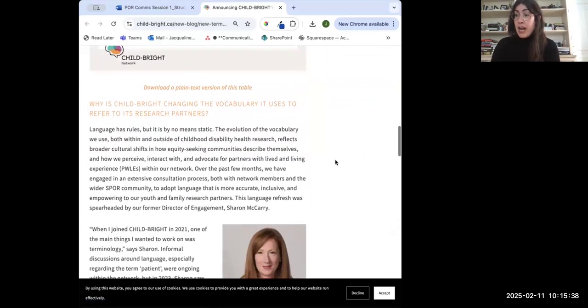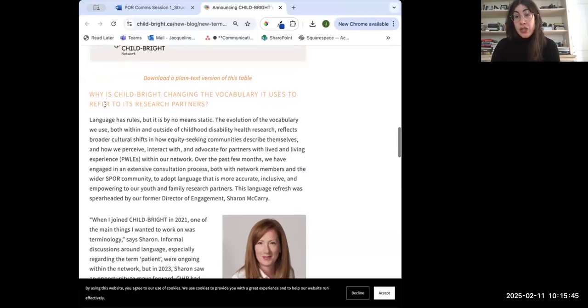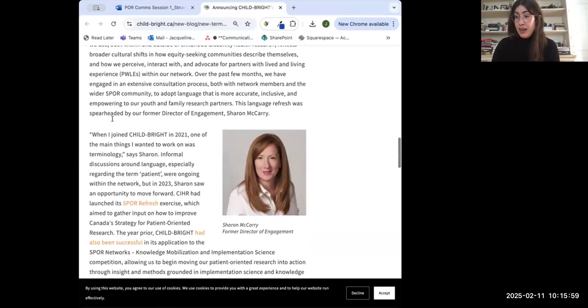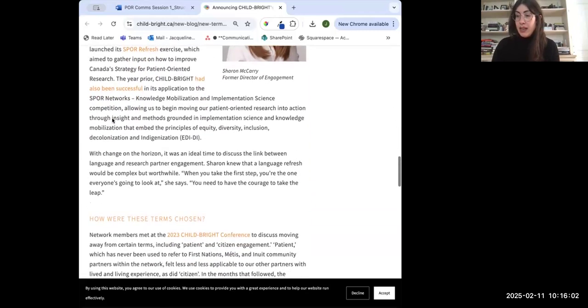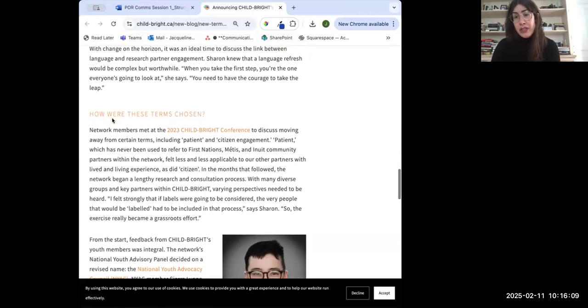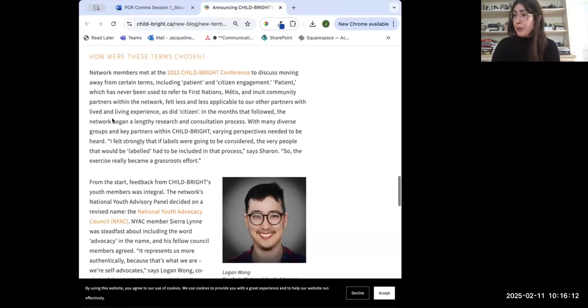From there, we had another header, which was, why is ChildBright changing the vocabulary it uses to refer to its research partners? And here we got into the way we engaged our partners to understand how language is evolving around disability research, and the way that our partners perceive themselves. And so we wanted to be transparent and bring to light the kind of discussions that we have internally and externally with our community partners.